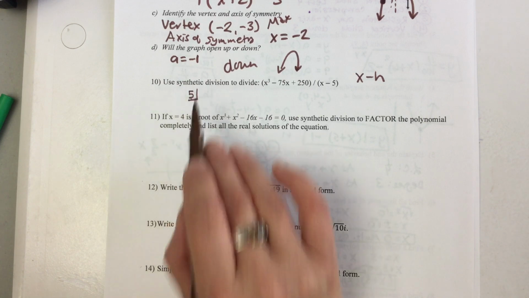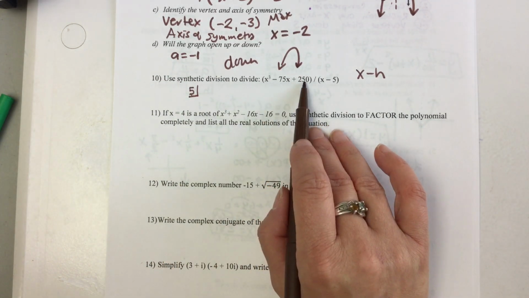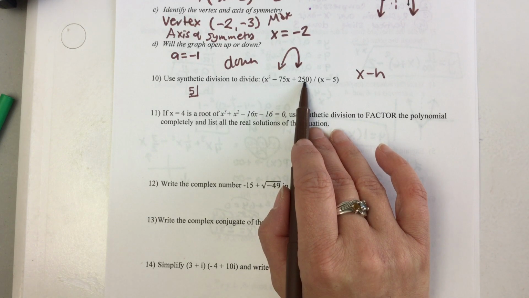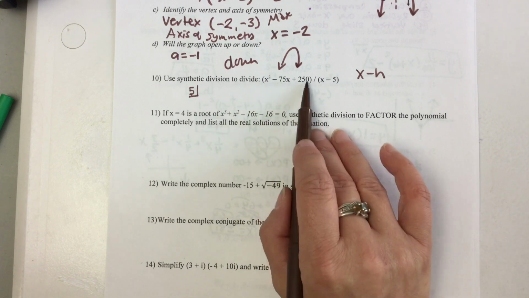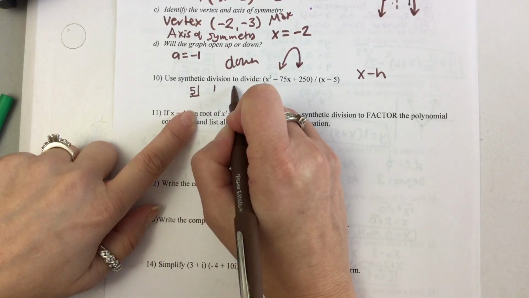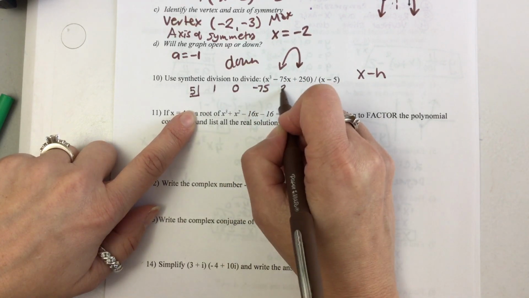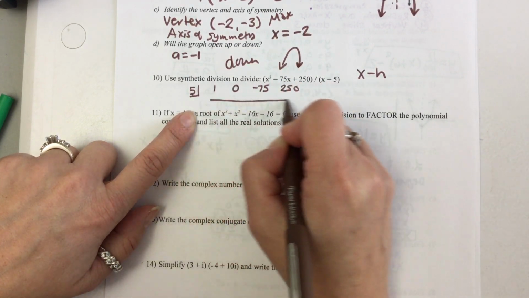Now before you start this process, you have to check and see if you need any zeros. 3 x's, 1 x, no x's. Houston, we have a problem. You cannot go 3, 1, 0. We got to put in a 0 there. So I have 1 x cubed, no x squareds, negative 75 x's, and 250 at the end.